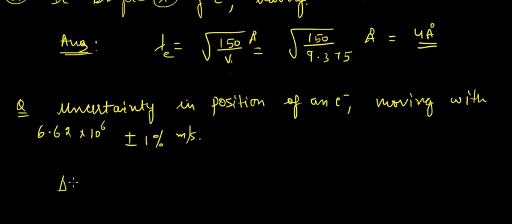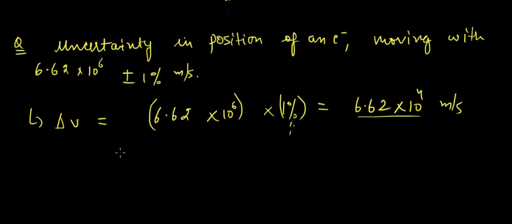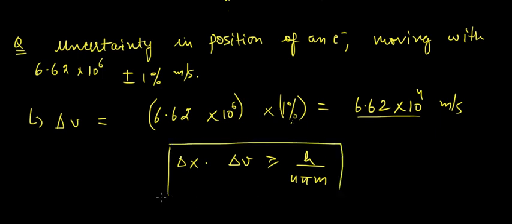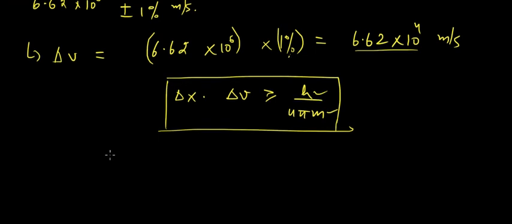Okay, so what would be the delta V? We know that it is plus minus 1%. So 6.62 when subjected to uncertainty of 1% would give us delta V as 6.62 into 10 to the power 4 meter per second. Now we know that by Heisenberg uncertainty principle, delta x into delta V should be greater than h upon 4 pi m. Just putting the value of delta V here, we know the value of h and m here, so delta x can be easily calculated.